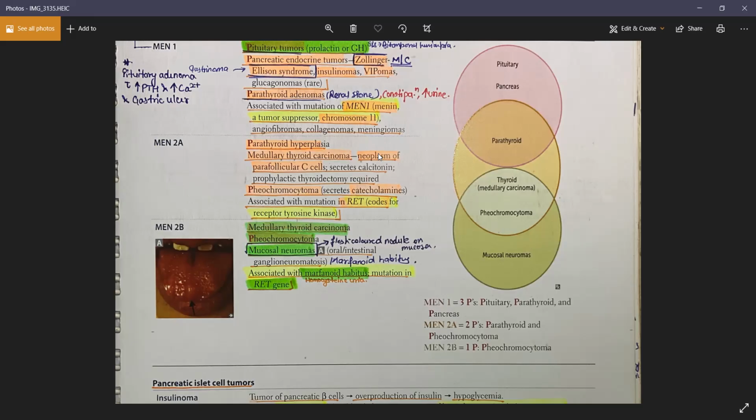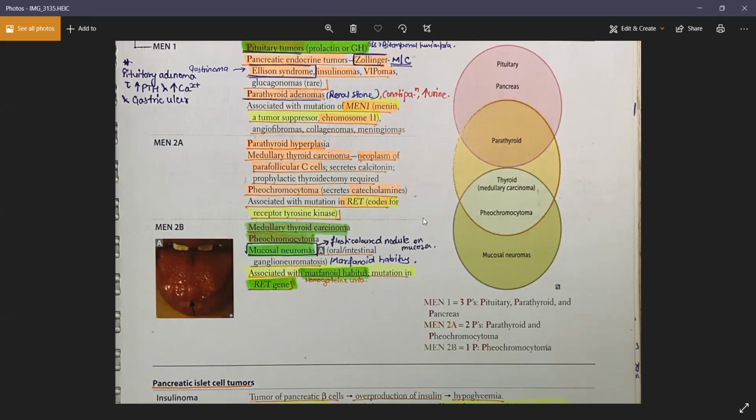You don't need to eat any toxin. It's just a secretory diarrhea, and that's why even on an empty stomach you will get diarrhea, while sleeping also. So these are the symptoms of the VIPomas. This will be covered in GIT. Don't worry about that. You will encounter that later again.